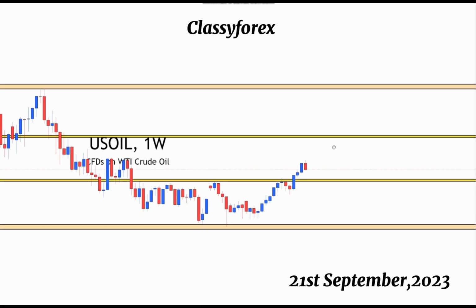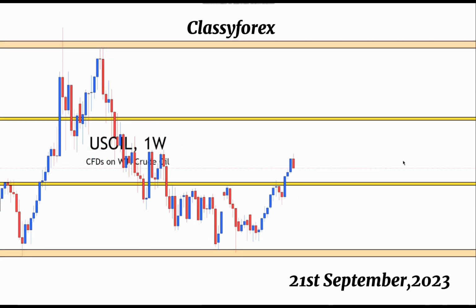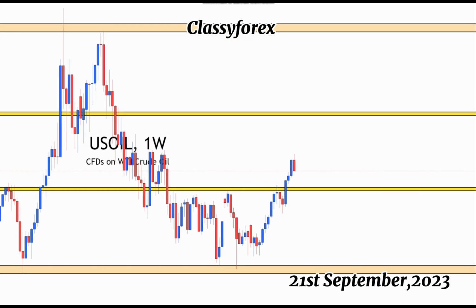All right, so this is the weekly time frame of US oil. Now, US oil on the weekly time frame, let's put meaning into it. We have our weekly upper zone and our weekly lower zone here as well. Now, looking at the weekly time frame, price has been able to break above the strong level of what? Sensitivity to the upside with a push.